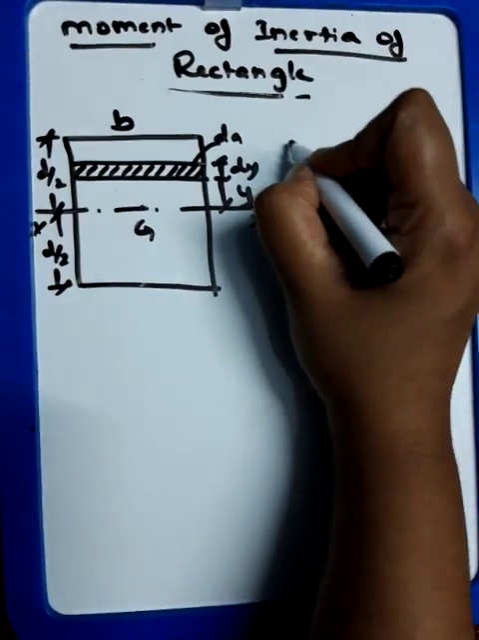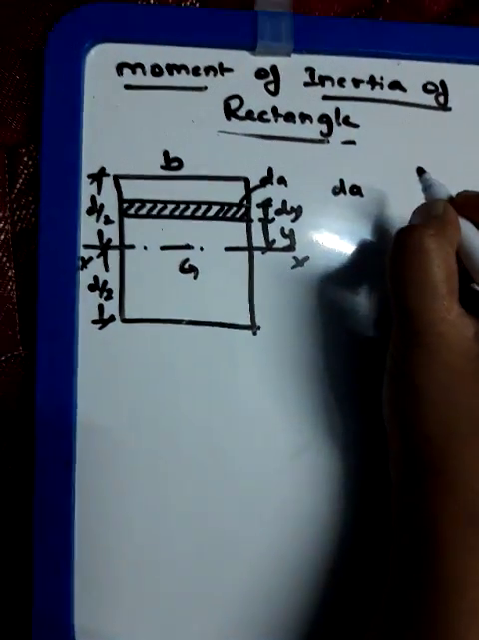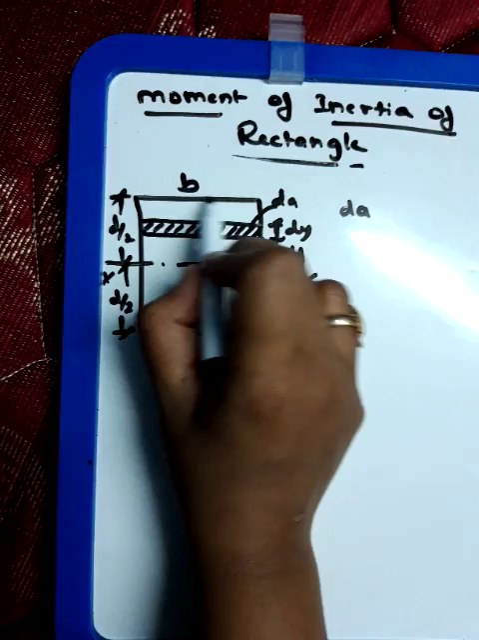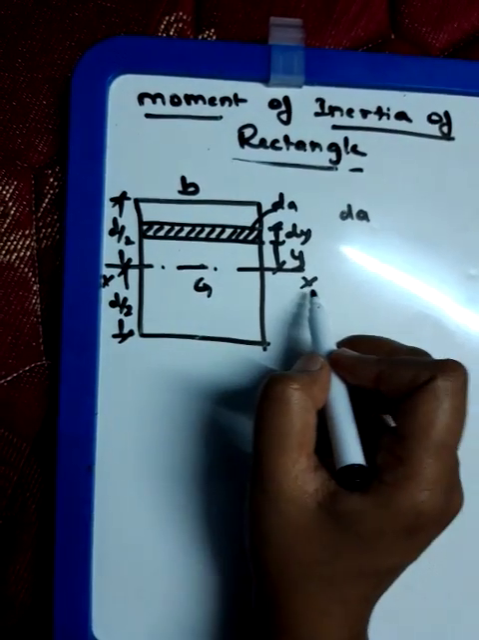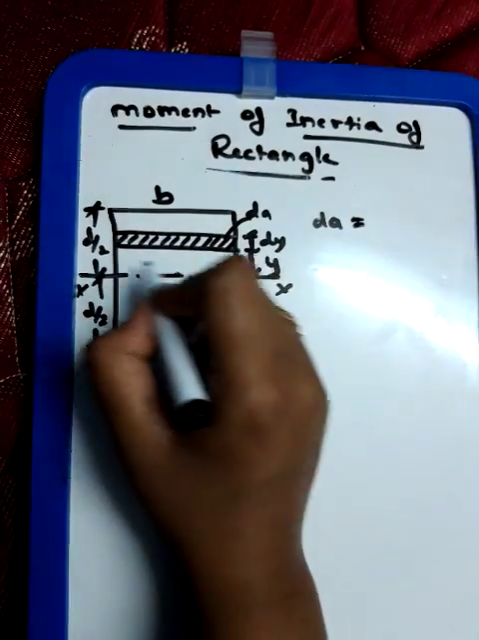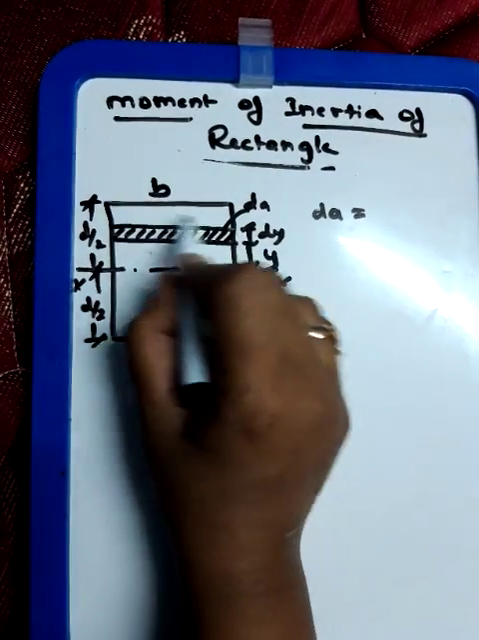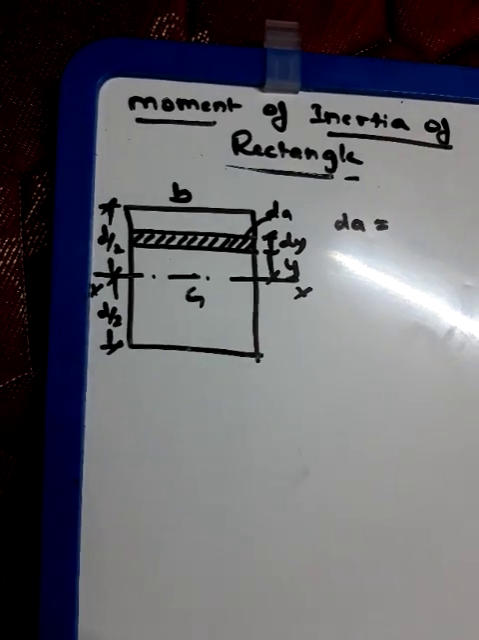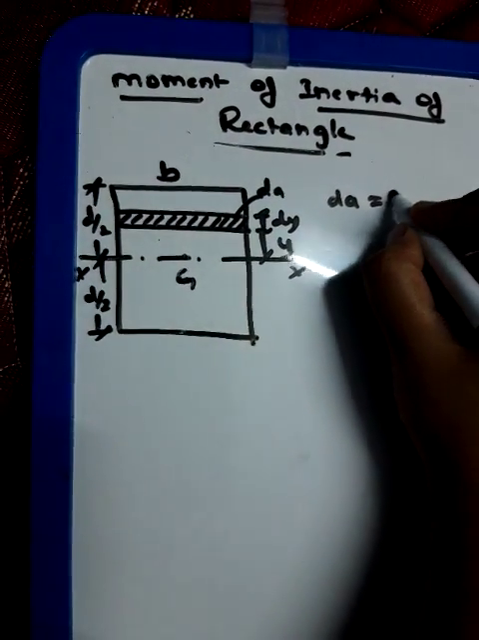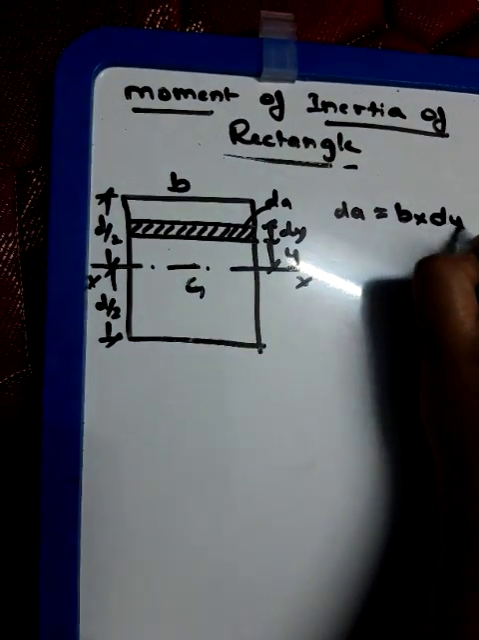Now I'll calculate the elemental area. I have considered an elemental area of thickness dy and width b, which is parallel to the x axis. So dA is equal to what? You can see this is basically a rectangular area. For a rectangular area, how do we calculate the area? It is width into depth.